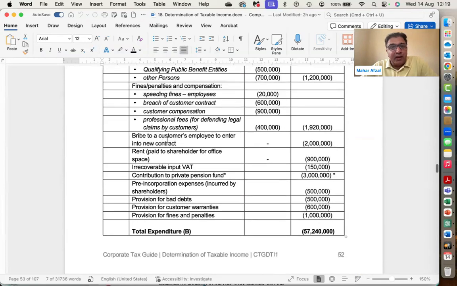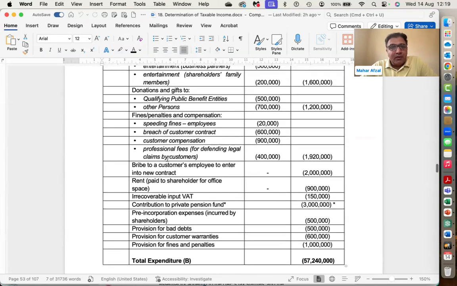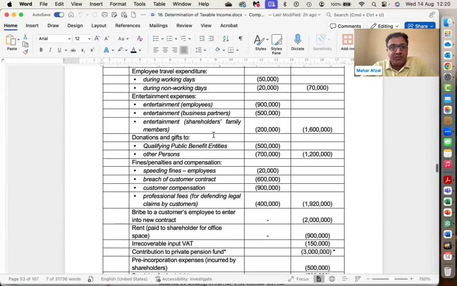Rent we can claim. Bribes we cannot claim. 2 million, I'm adding it back. Then the fines and penalties, over speeding, we cannot claim for sure. I'm adding it back. Breach of the contract is a business expense. You are doing day-to-day business. You breach a contract, but this is a normal business expense. You can claim. Customer compensation you can claim. Professional fee for defending legal claims by customers is fine as well because this is a business expense.